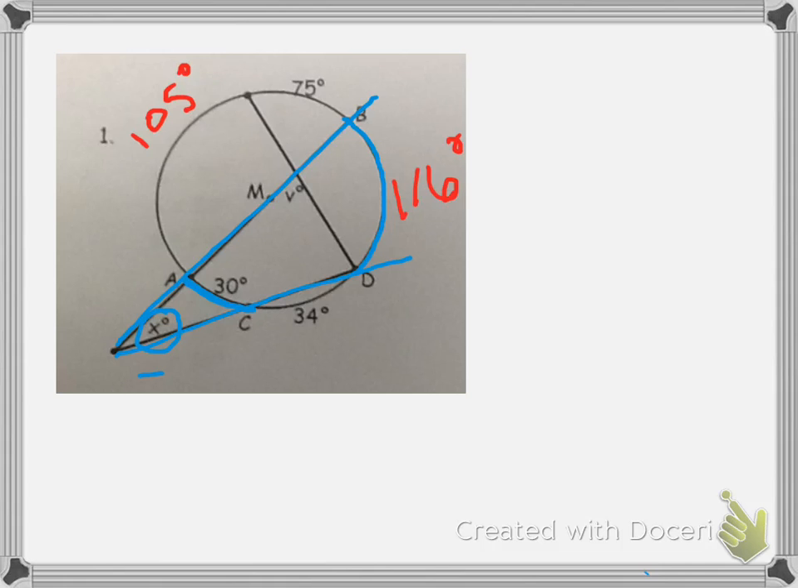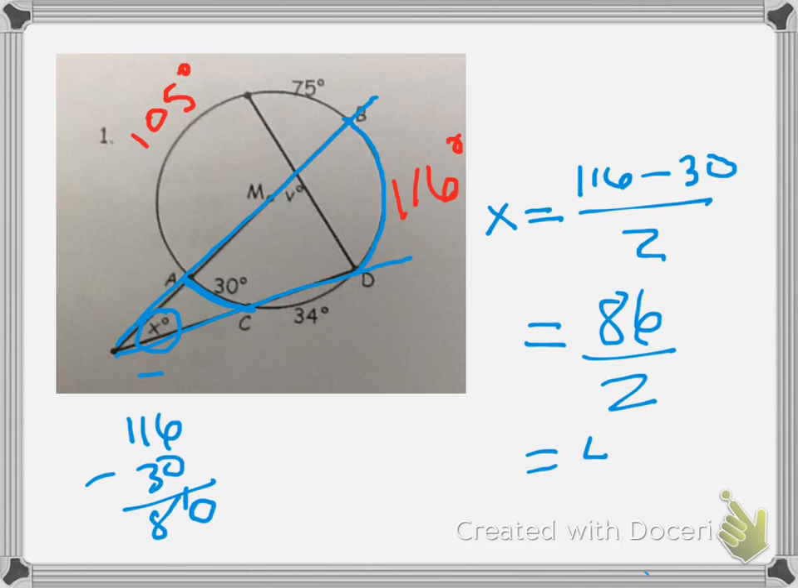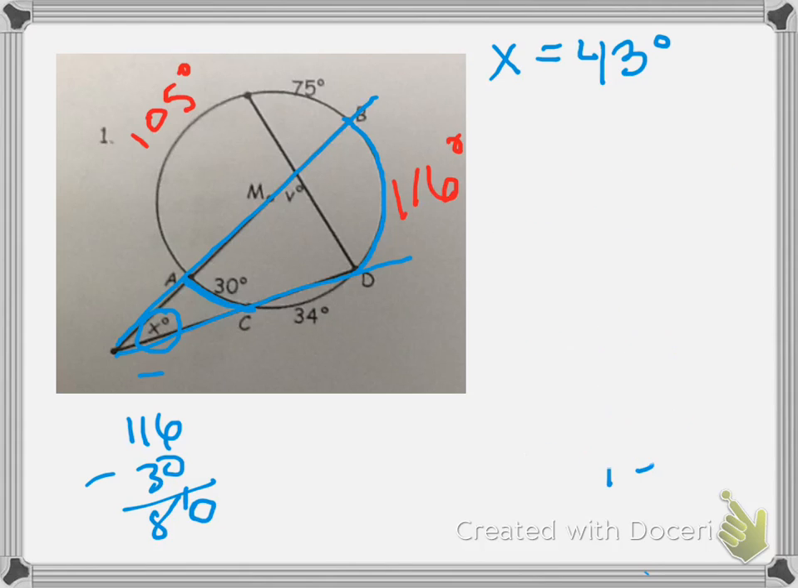Okay, so we end up with x equals 116 minus 30 divided by 2. Sorry, I'm doing this without my calculator. So 116 minus 30 is 86, divided by 2 equals 43 degrees. Okay, so x equals 43 degrees. So there is x.